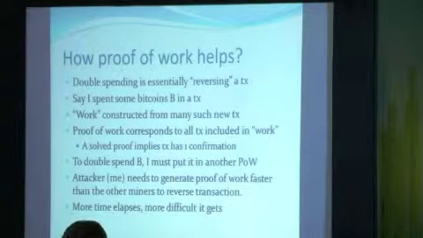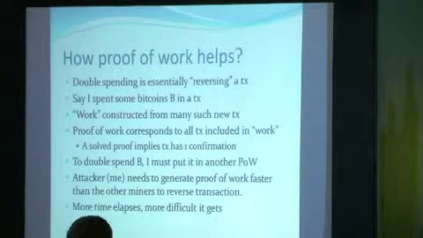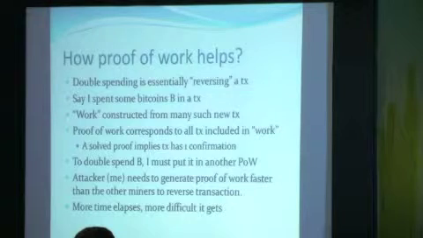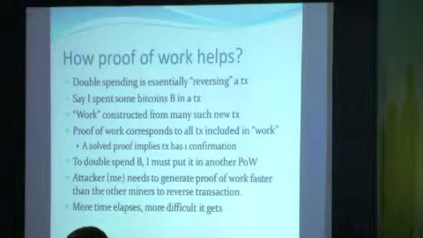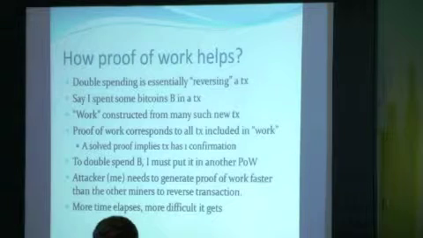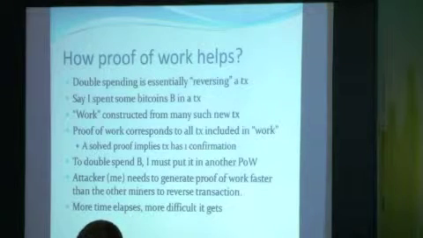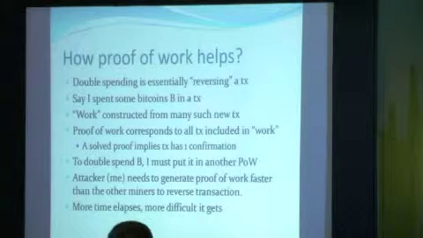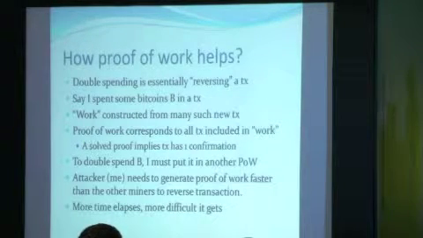So how does proof of work actually help? First of all, double spending is essentially reversing a transaction. You cannot really have two copies of a Bitcoin. Double spending does not mean that I have two different copies of the Bitcoin running around, because that would imply that there are more than 21 million Bitcoins, for example. It's against the protocol. What happens in double spending is that if there are two spends, then one of them will be reversed and the other will be forwarded. So preventing double spending is essentially preventing reversing of a Bitcoin transaction.